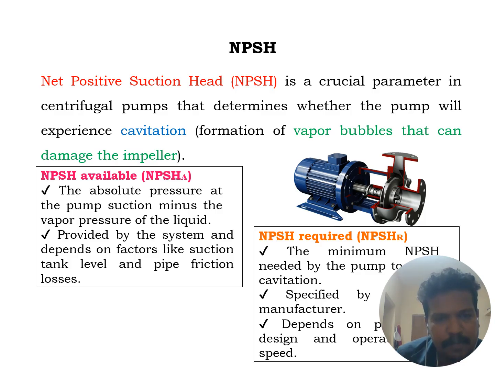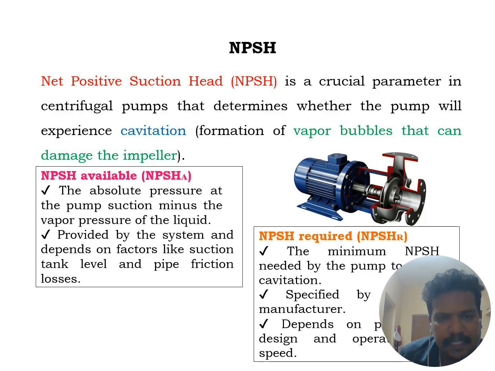One is NPSH available. This is the actual NPSH in the system. It depends on factors like vapor pressure based on liquid temperature, second, suction level, which is the level from which the water is pumped, and third, friction losses, which depend on minor and major pipe losses.